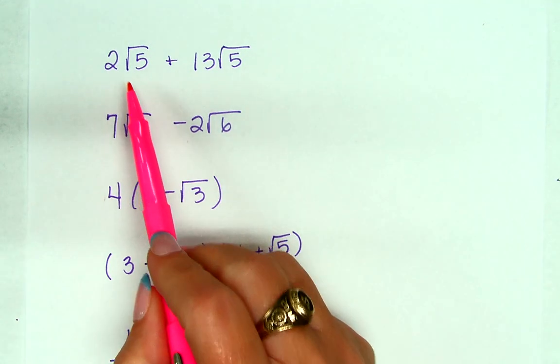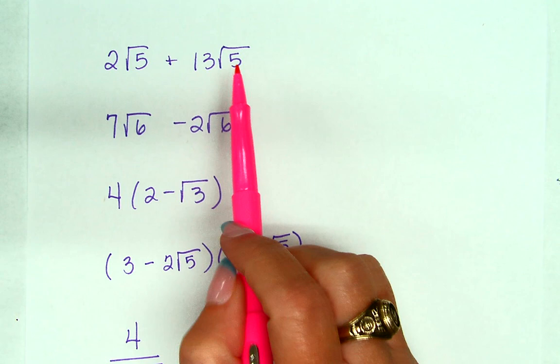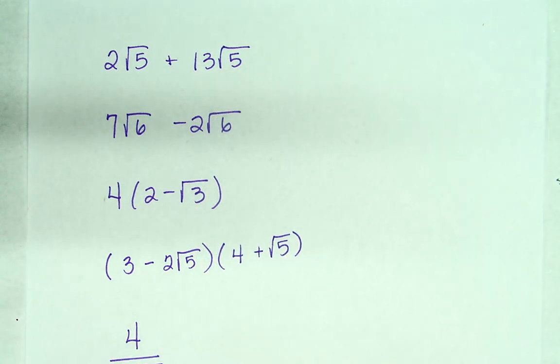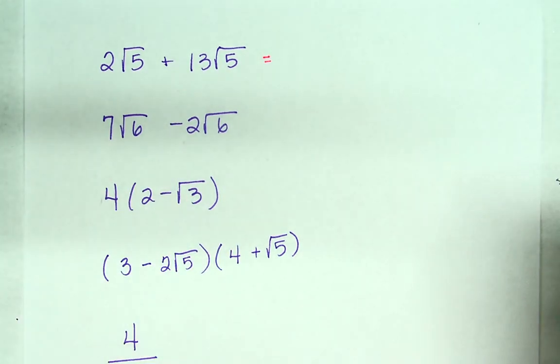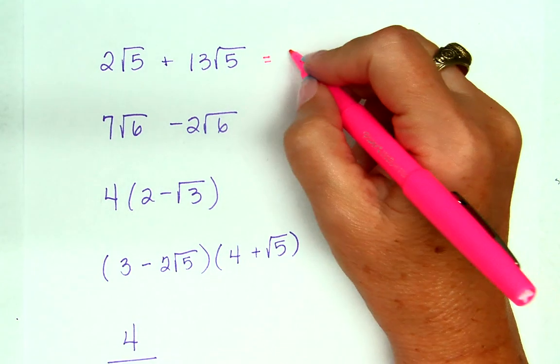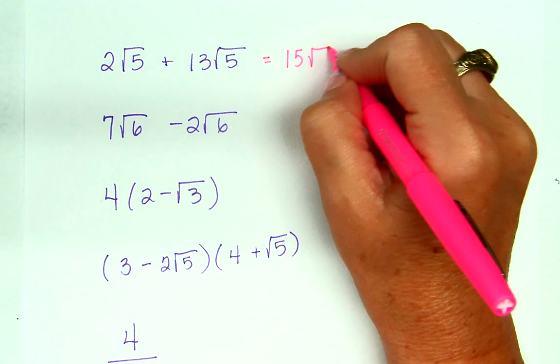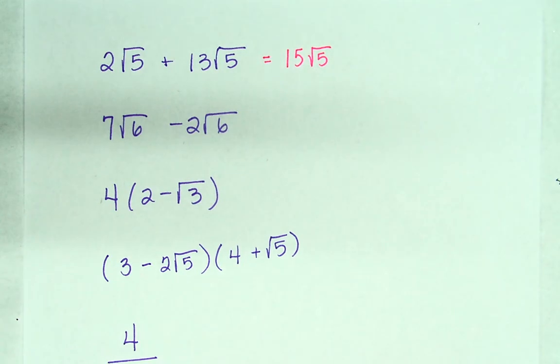Any idea what to do? 2 root 5 plus 13 root 5? What should it be? 15 square root 5. Maybe 15 square root 5? Yes.